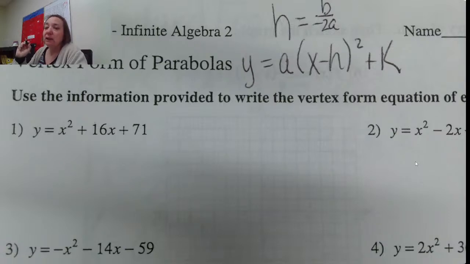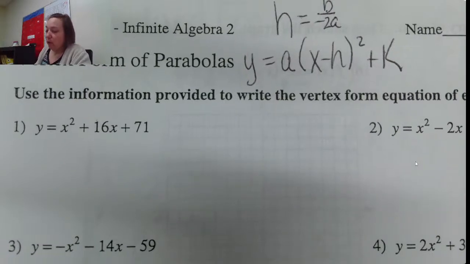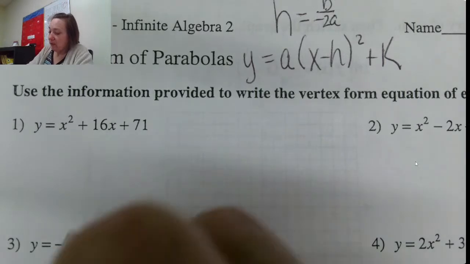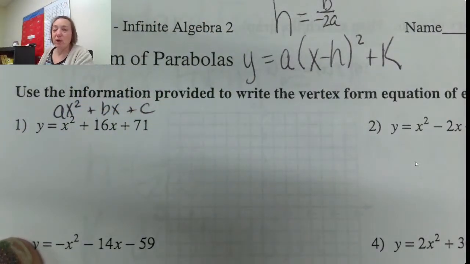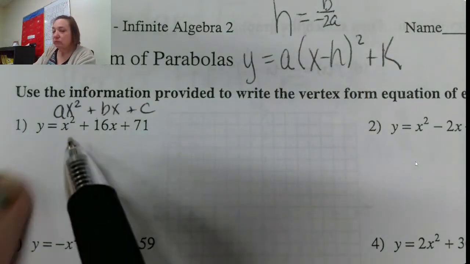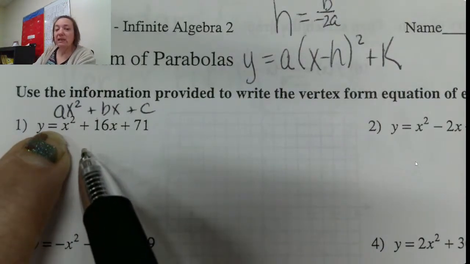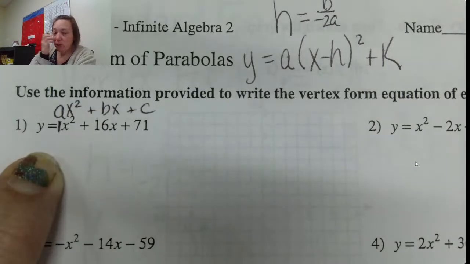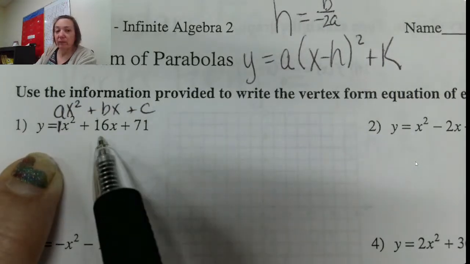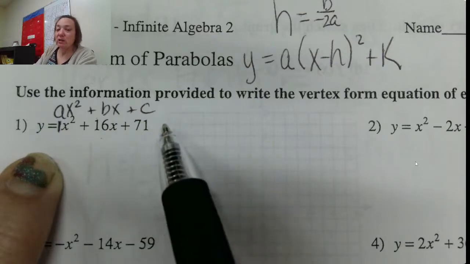Okay. So let's do number 1. So first thing we have to do, now remember, this is in standard form. So ax squared plus bx plus c form. Not vertex, standard form. So what is our a value? x is not our a value. 1. This is an understood 1 right there, right? What's our b value? 16. And then our c value is 71.